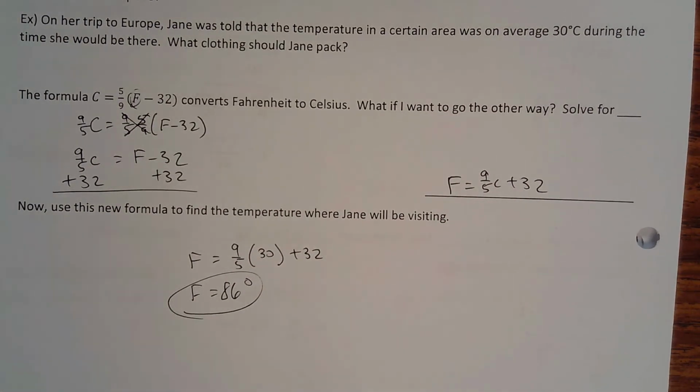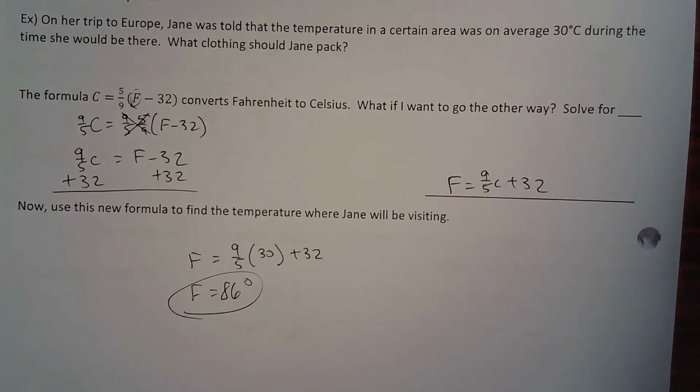So yeah, hopefully that helps out. Again, just try to keep it simple. It's the same as solving any other way. It's just now we have other letters in the answer.